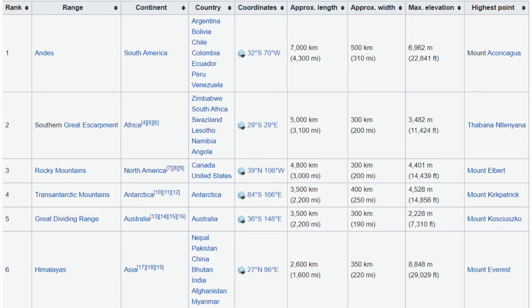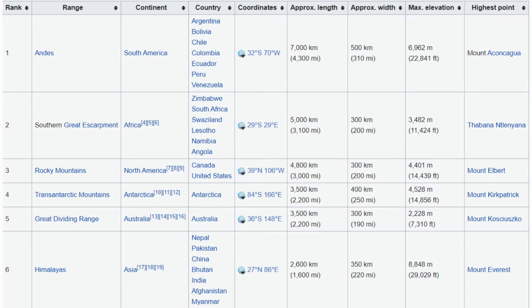It is the six longest mountain ranges in the world. Now, you can see right at the very top there is the Andes. The Andes is a mountain range in South America. You can see the countries which the Andes passes through: Argentina, Bolivia, Chile, Colombia, Ecuador, Peru, and Venezuela. And also on the right there, you can see the highest point of the Andes is Mount Aconcagua. Let me just check I pronounced that correctly. Aconcagua. Thank you. So that is the tallest mountain in the Andes in South America.